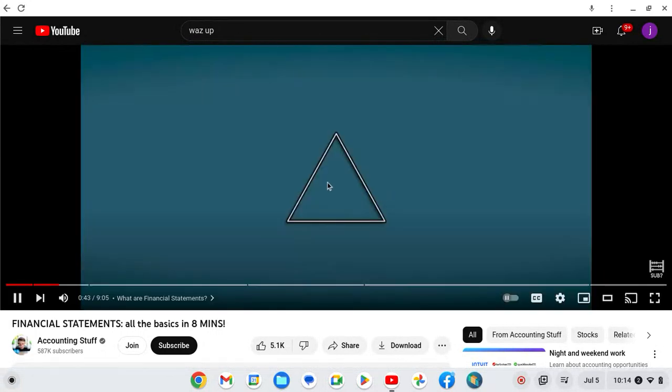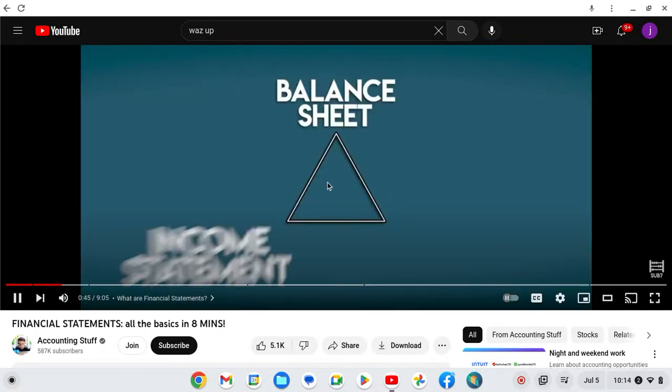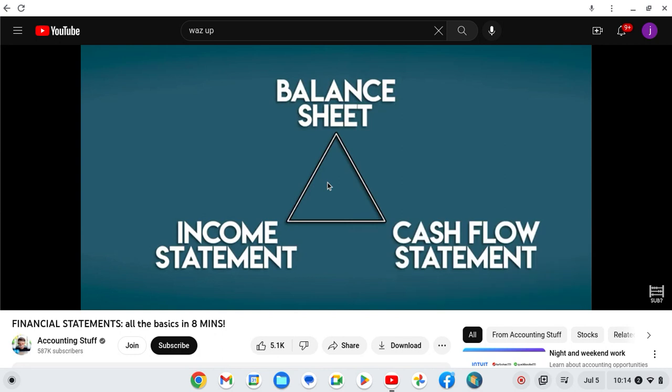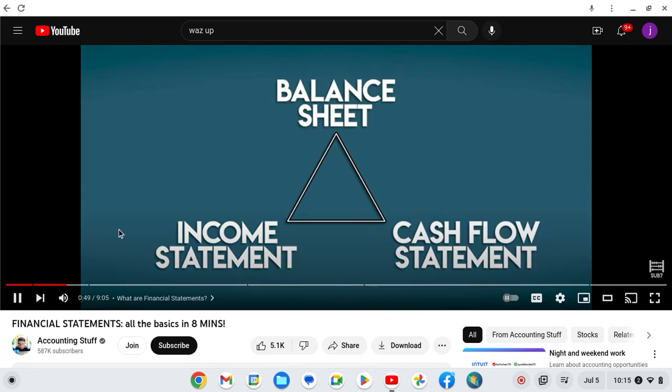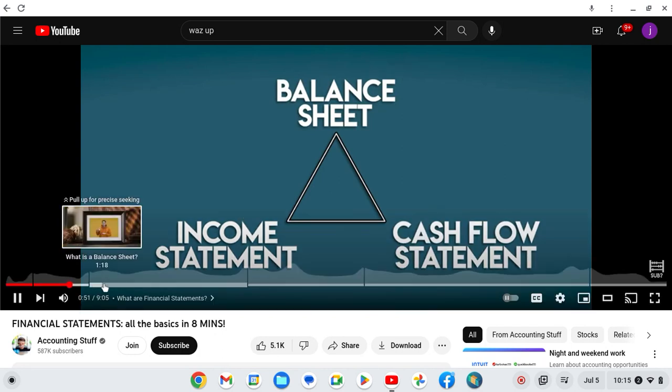The three main financial statements are the balance sheet, the income statement, and the cash flow statement. Now I'll explain each of these. You generally want to work with charts.